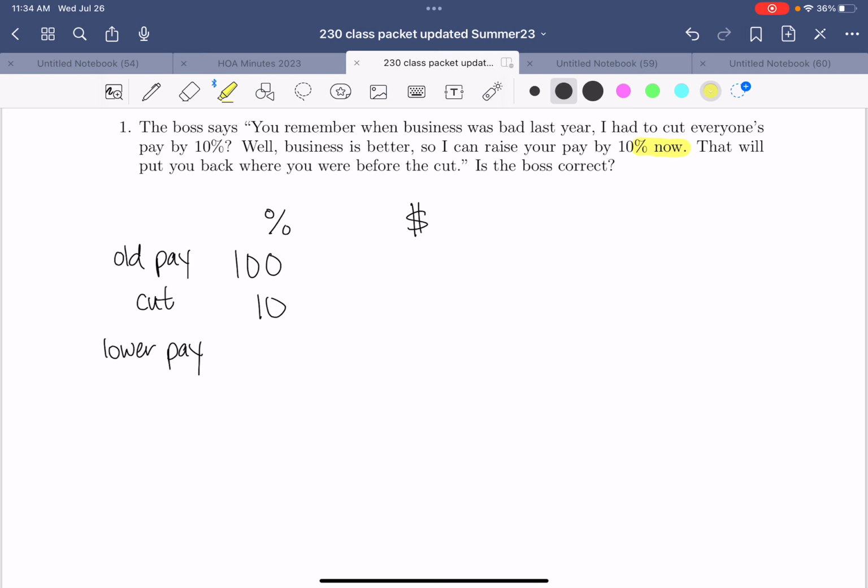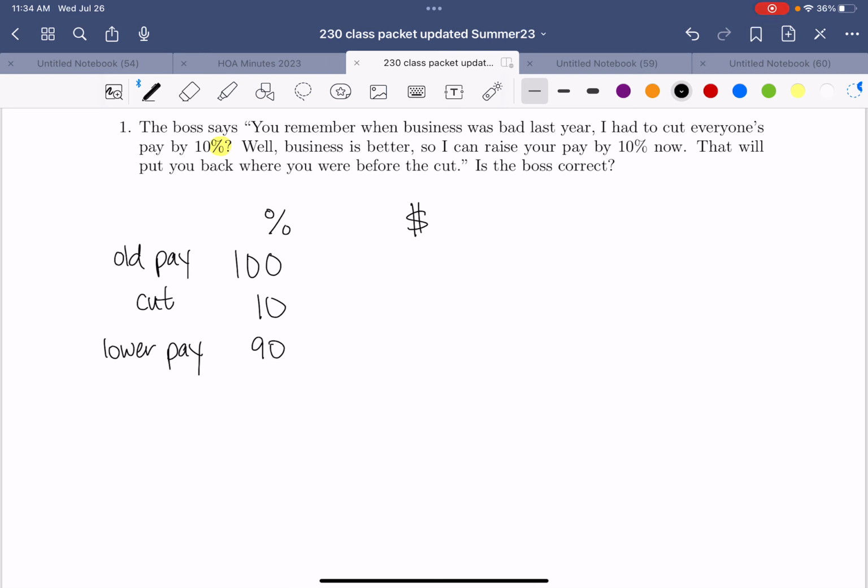So they cut their pay by 10% of their current pay, right? And so the old pay is 100%. And for the lower pay, you're just going to subtract. You had 100%, they're cutting it by 10%, so now you have 90%.